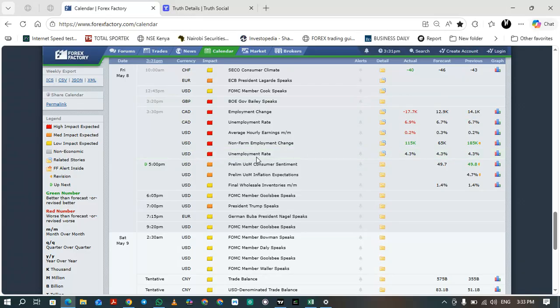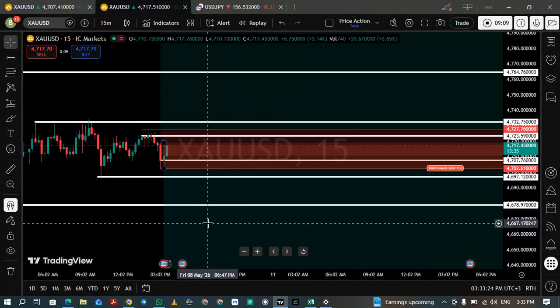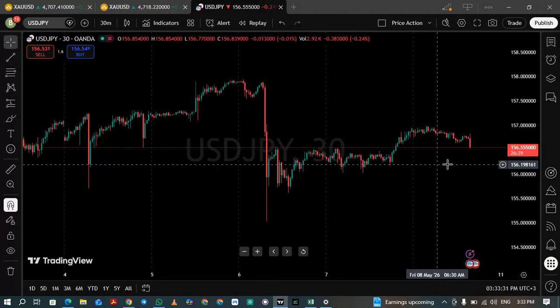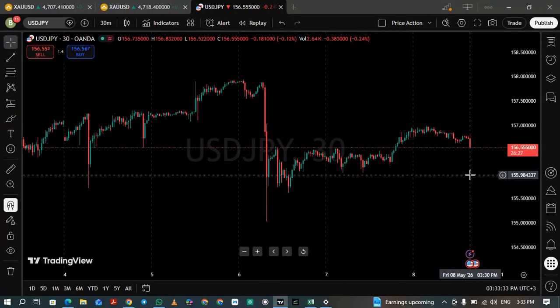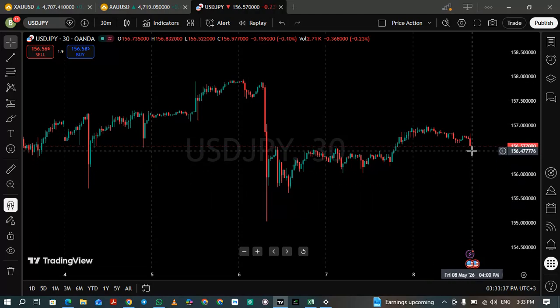The unemployment rate, the previous was 4.3. The forecast was 4.3. The actual came in as 4.3. So let's see what the dollar is doing. Let's see what gold is doing. Let's have a look at USD JPY. USD JPY should be buying.